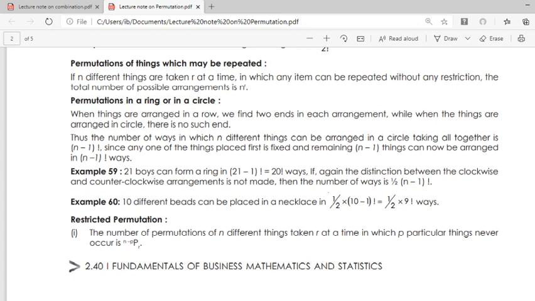That's why when we arrange things in a circle, the formula is n minus 1 factorial. When we arrange things in a row, we say it is n factorial. Now, sometimes we want to arrange in a ring, that's like a circle. So if I say I want 20 boys to form a ring, that is n minus 1. So if 21 boys form a ring, it will be 21 minus 1, 20 factorial. That's the way they can be arranged.